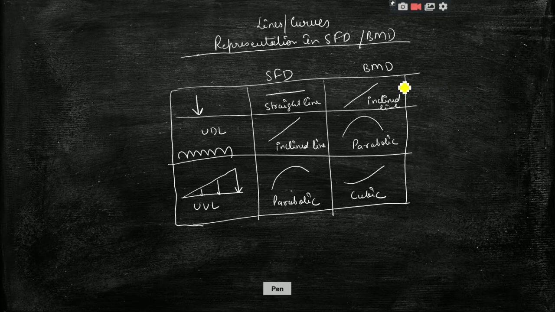Then if we are having UDL, then for shear forces we will get an inclined line, because here also we will get an equation in terms of x. For the bending moment we will get an equation in terms of x square, so the bending moment diagram will be parabolic. Then for UVL, which is uniformly varying load, we will get an equation in the form of x square for shear and x cube for bending moment. So the corresponding lines and curves are parabolic and cubic curve.